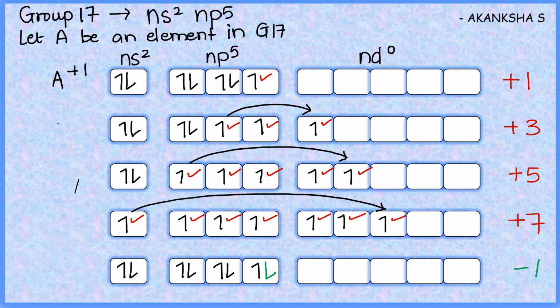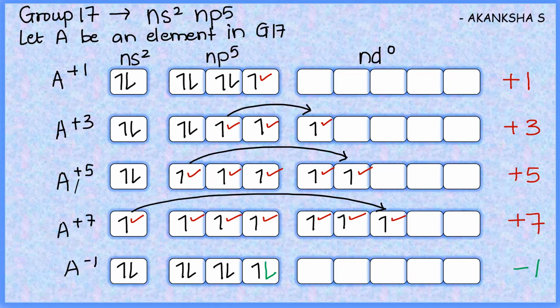We have got +1, +3, +5, +7, and we have also got -1. So the general oxidation states of group 17 are -1, +1, +3, +5, +7.